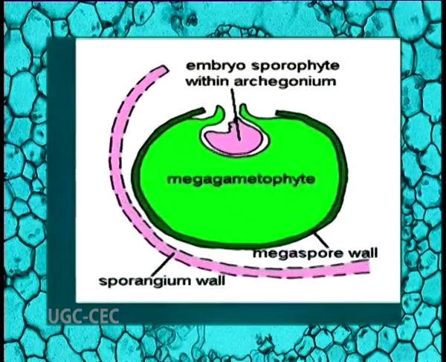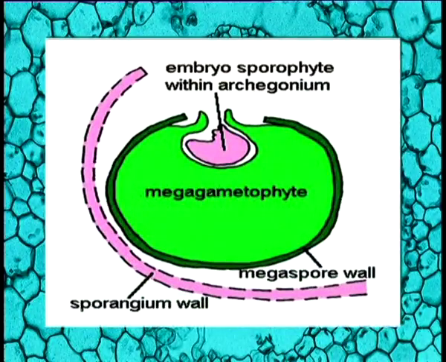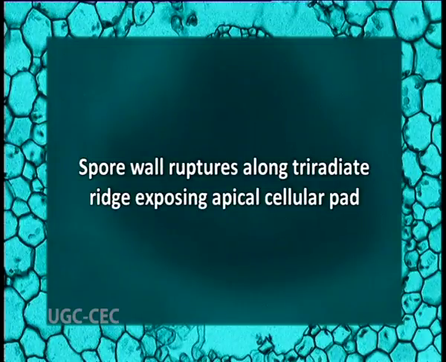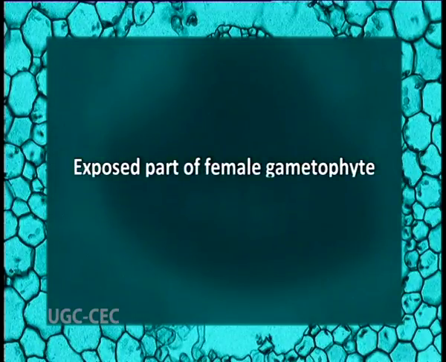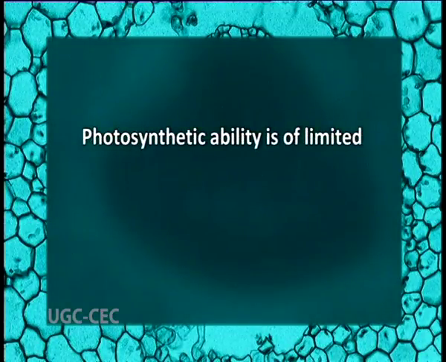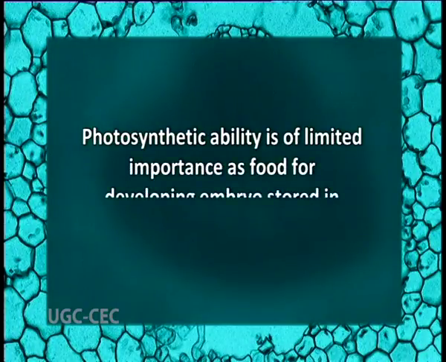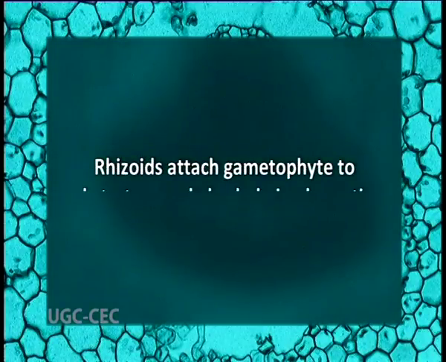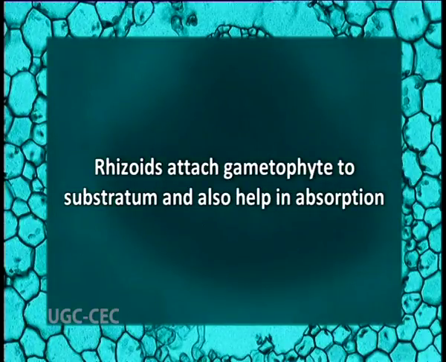The part of the gametophyte below the diaphragm is multinucleate in early stages but becomes multicellular as wall formation proceeds inward. At this stage, the spore wall ruptures along the triradiate ridge, exposing the apical cellular pad. The exposed part of the female gametophyte may develop chloroplasts, but the photosynthetic ability of this part is of limited importance as the food for the developing embryo is stored in the lower multicellular part of the gametophyte. Many rhizoids develop from the exposed part of the gametophyte. They attach the gametophyte to the substratum and also help in absorption.